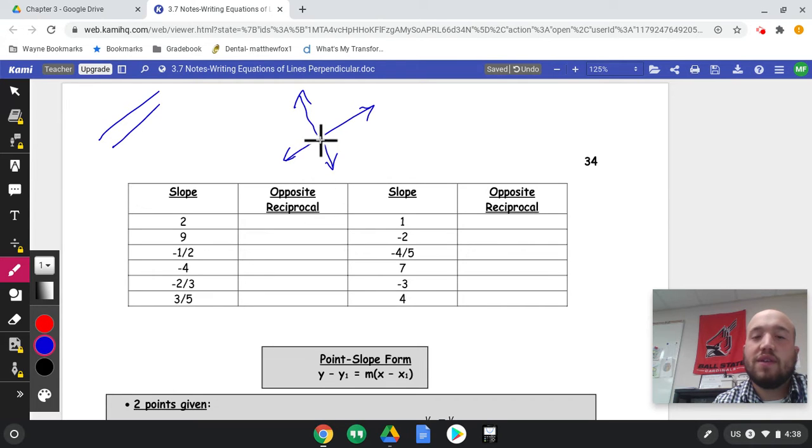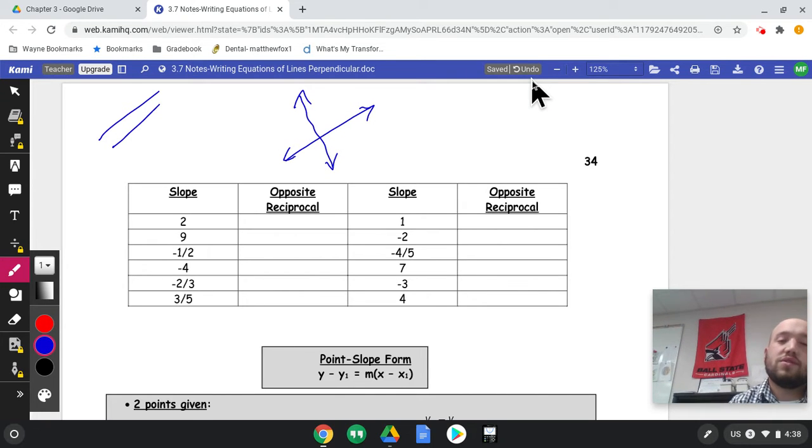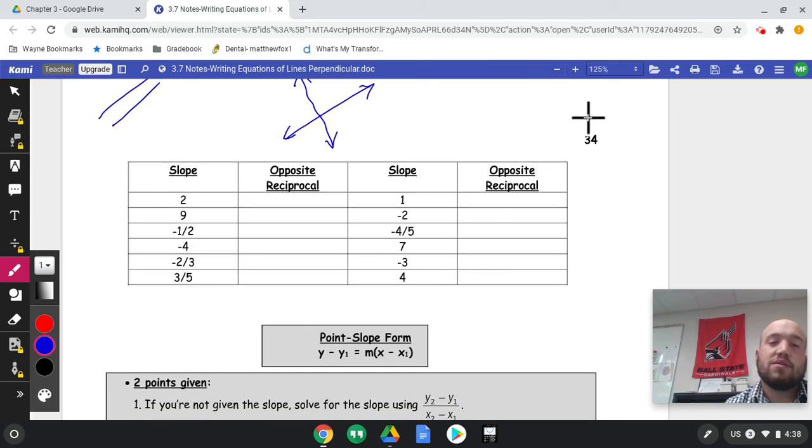And not only that, if this is up 1 over 2, then this one would be down 2 over 1, opposite. And when they switch like that, reciprocal. So in order to find the perpendicular slope, it's the opposite reciprocal.